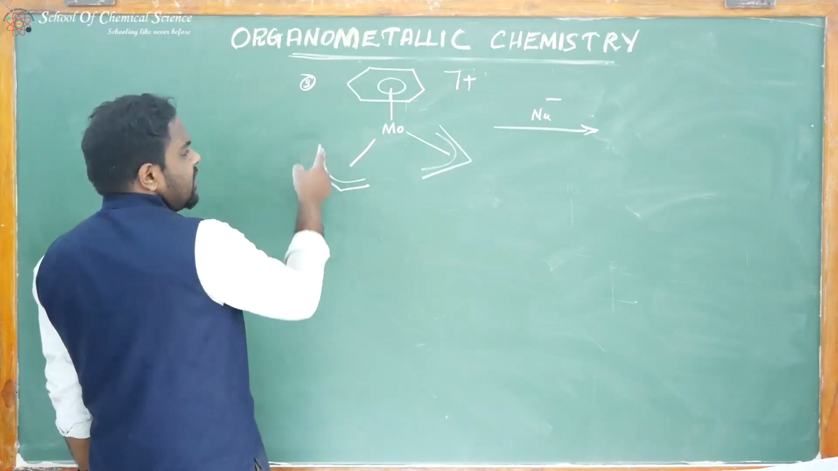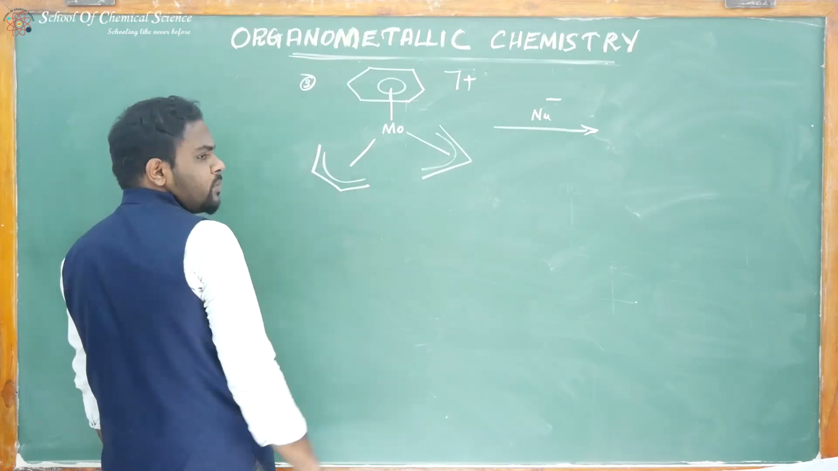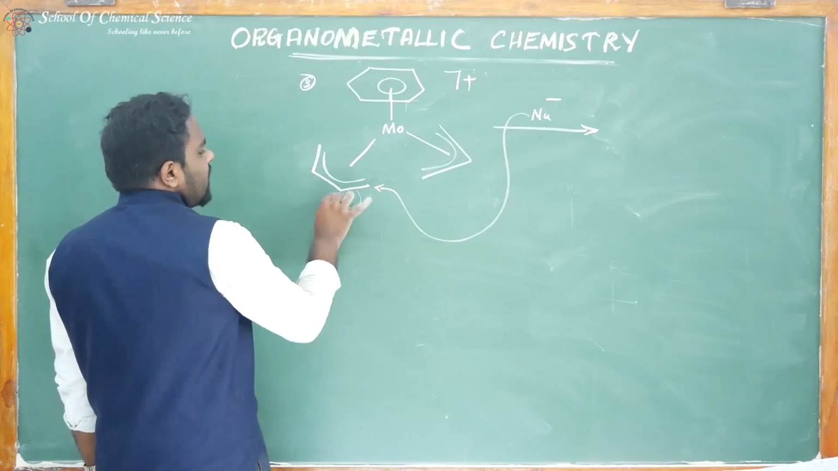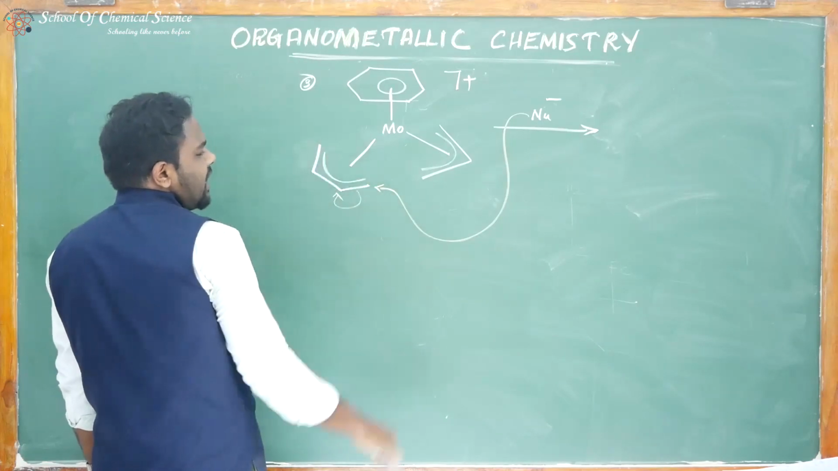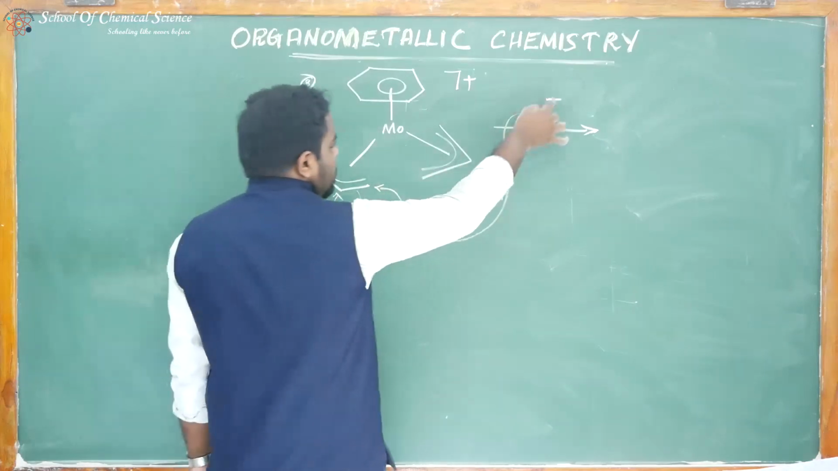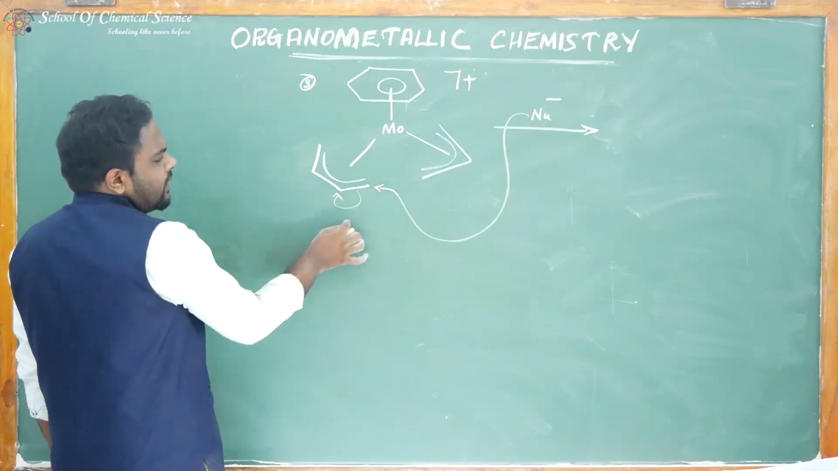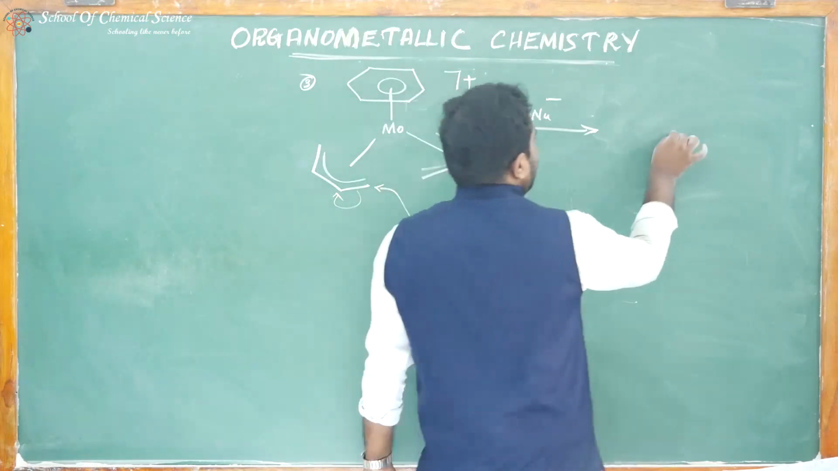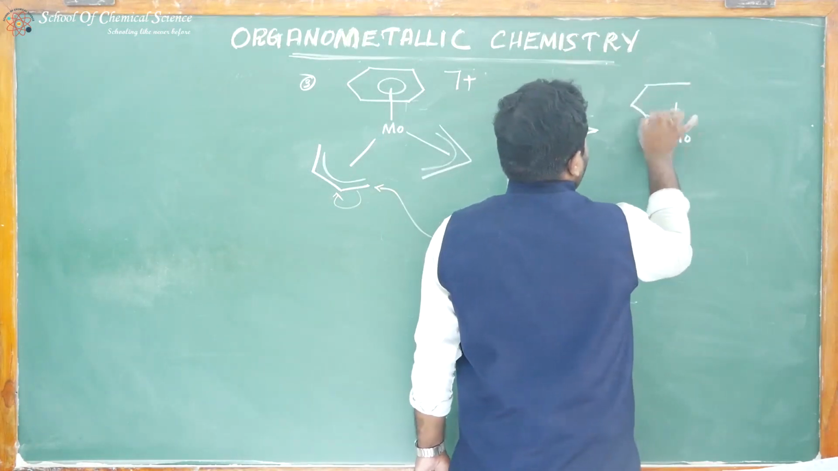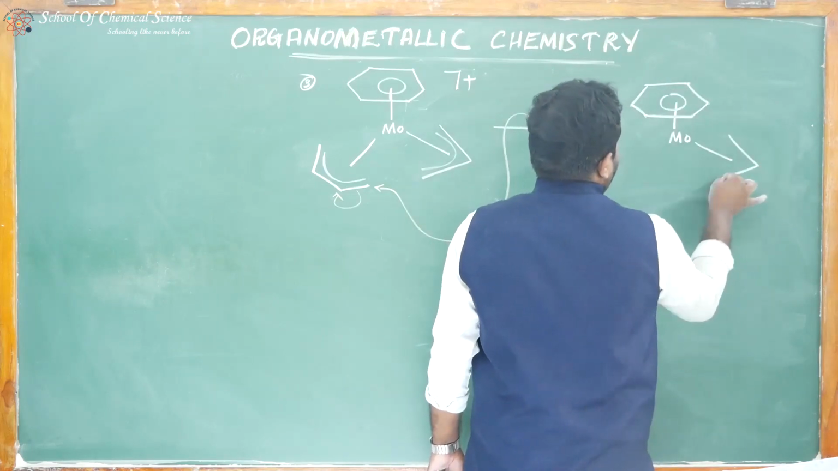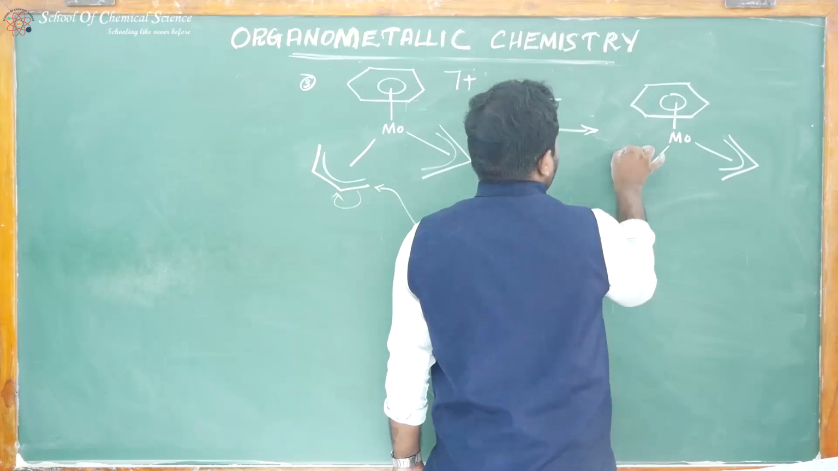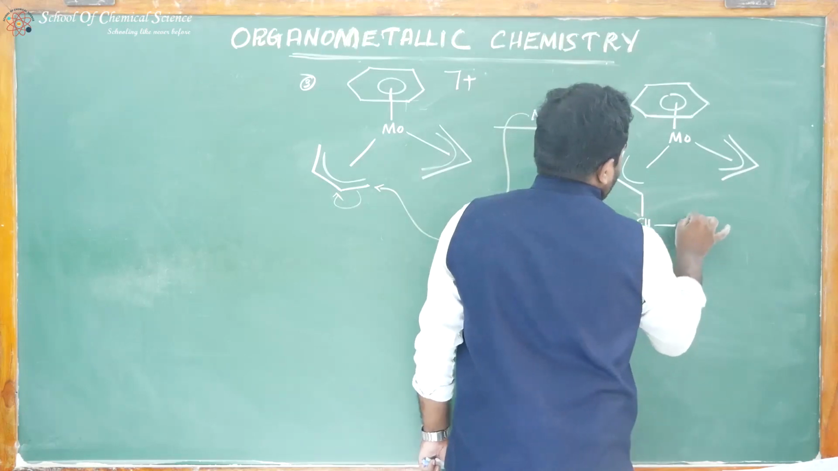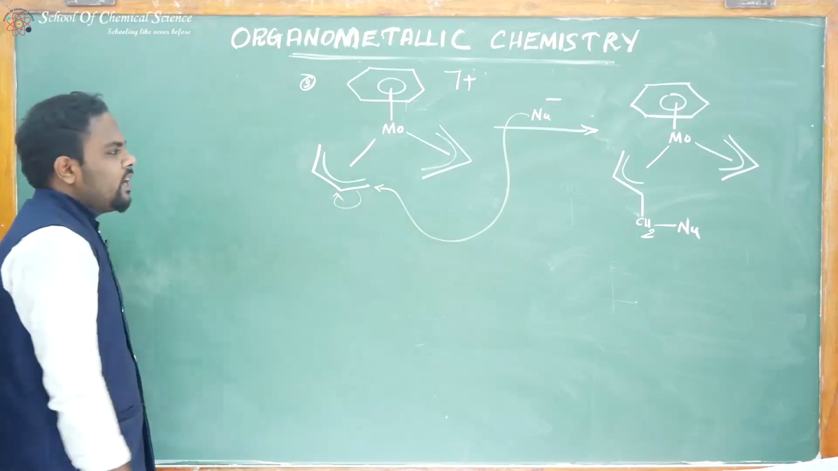Since it is an even center, it can attack at any of these positions. Normally the terminal position is preferred, so attack will be at the terminal carbon. Then this pi electron density shifts towards here, and it is delocalized over 3 carbons. Here a double bond is there; when the nucleophile attacks, that double bond shifts towards this corner. Then 1, 2, 3 delocalization over only 3 carbons. This is molybdenum, a 6-membered benzene is there, here an allyl is there, connected to CH2 nucleophile. That will be your product.